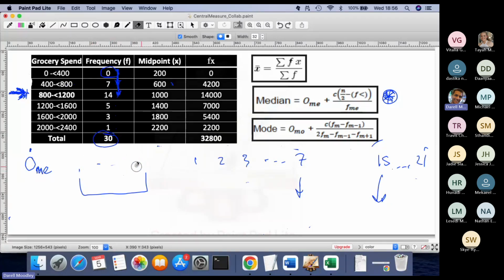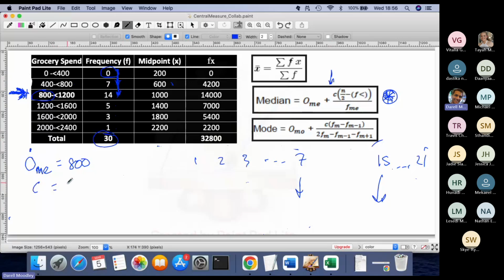So L_ME, what this symbol means, it just means the lower limit of that interval. So what is the lower limit? Well, it's 800. There's the lower limit here. So that's 800. Okay, your C in this formula is what I've told you earlier. It's the class width. How wide is the class? You can see it goes from 800 to 1200, so the width is 400.